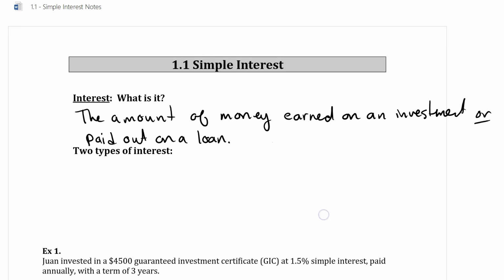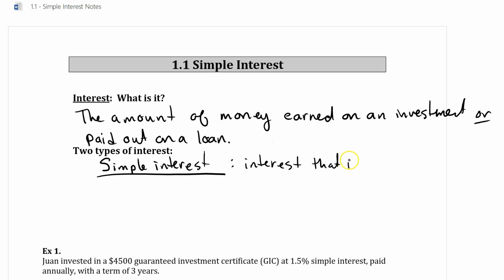Now we have two different kinds of interest. You'll see the one that we're focusing on today, simple interest. Let's take down the definition of that. Simple interest is interest that is paid or earned only on the principal.